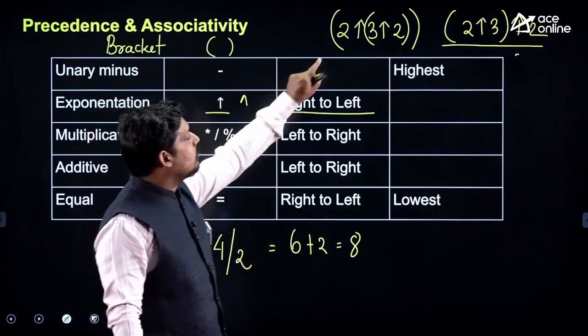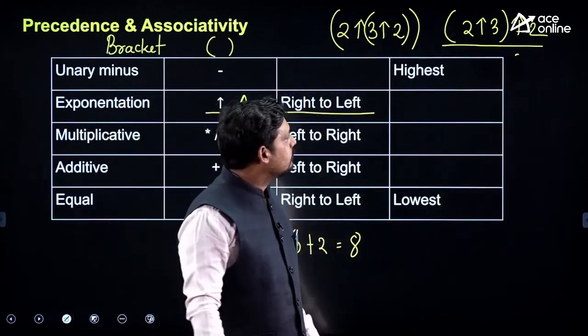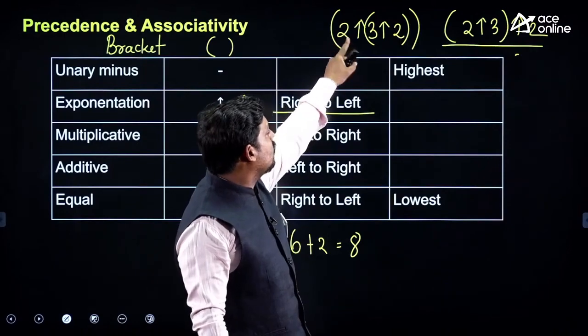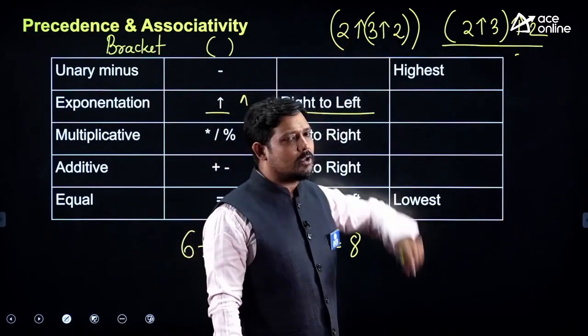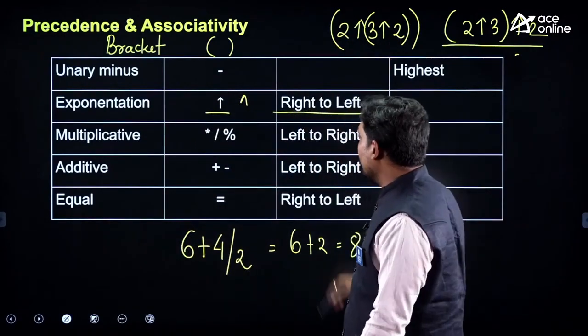So now first you have to evaluate 3 to the power 2. And then you have to evaluate 2 to the power, the 3 goes with the operator on the right hand side.